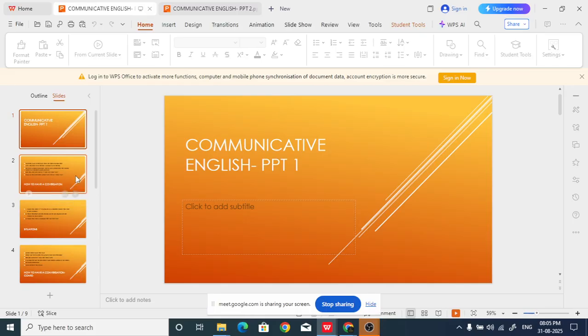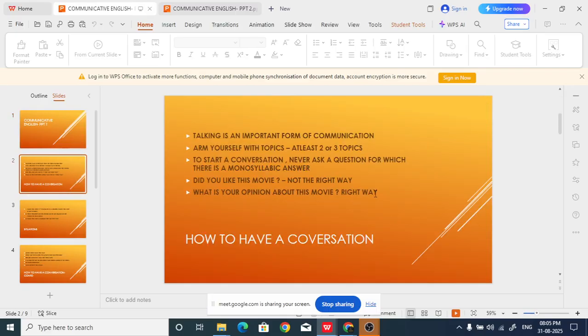Okay, so let us look at this: talking is an important form of communication. Whenever you meet a new person, a new boy or a new girl, maybe your relative or your friend, you have to speak with them. You have to communicate with them. Suppose they don't know Malayalam. So what do you do? If they don't know Malayalam, they know only English. So what do you do? You will speak in English. Am I correct?